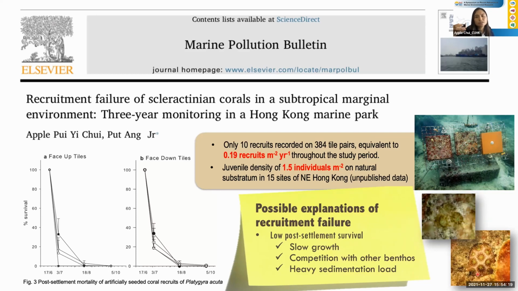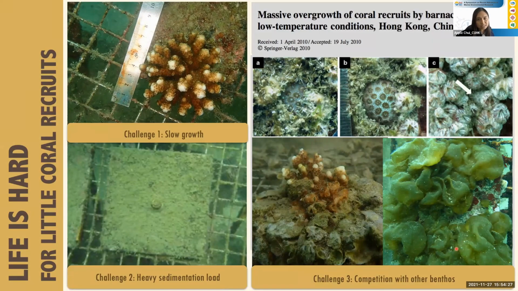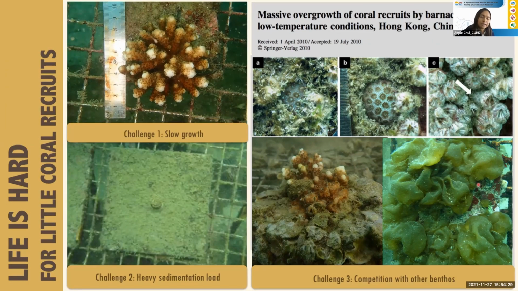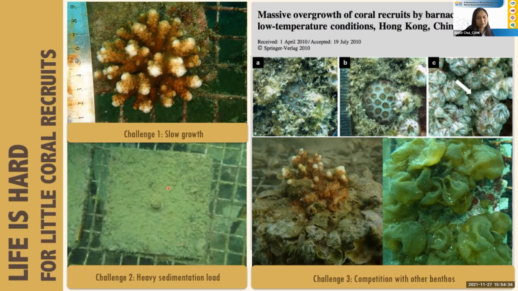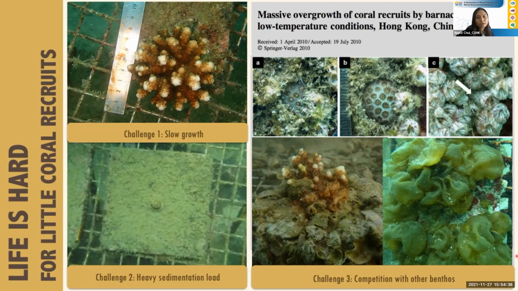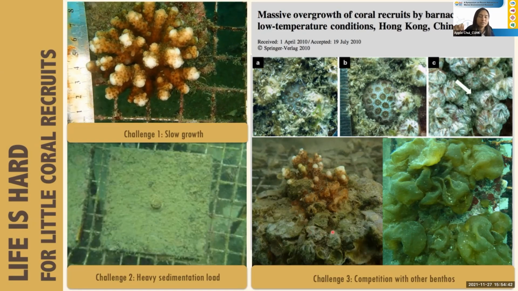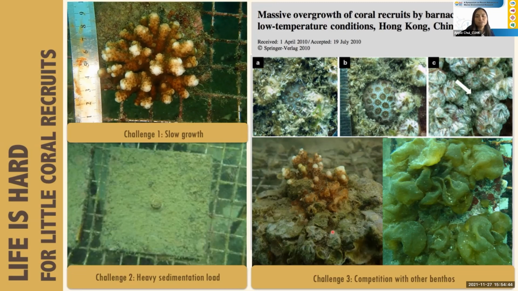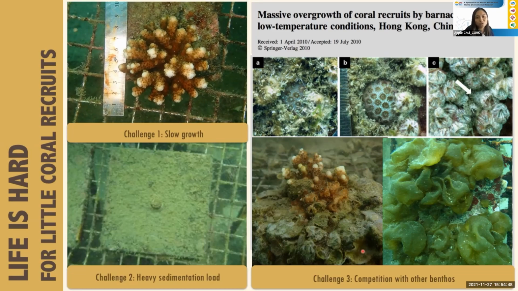And this actually reveals a huge problem if we try to use sexual propagation approach for restoration. So I've listed some of the major challenges here. For example, in our waters, marginal environment, we have very high sediment year round, and also in some sites, there is very intense competition of space with other benthos. For example, those fouling organisms like oysters, barnacles, bryozoans, algae.